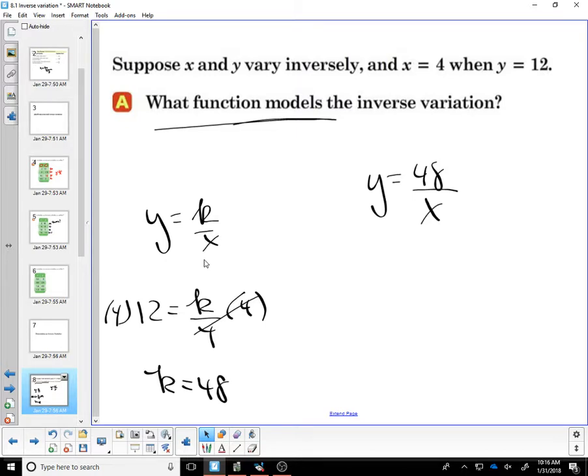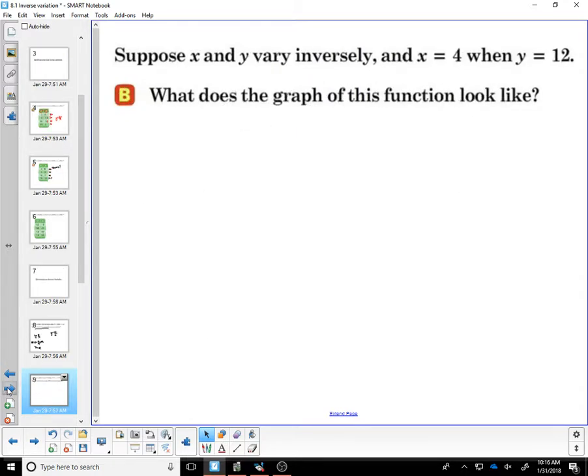All right, now here's the next question. What does the graph of this function look like? Do it, guys. Go for it. Y equals 48 over x. Wait, what are we doing? Graph? Yeah, it says, what does the graph of this function look like? I don't know. That's a good question.